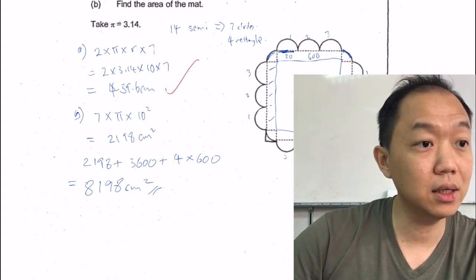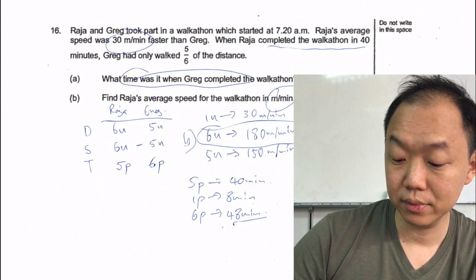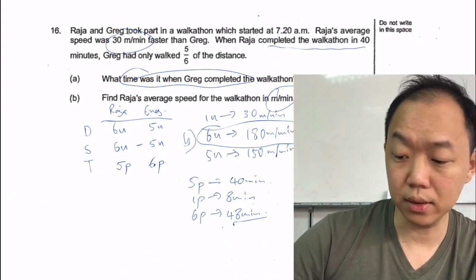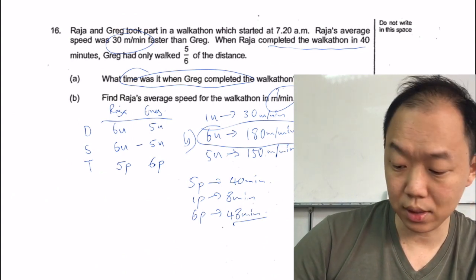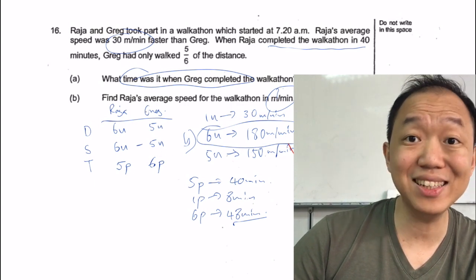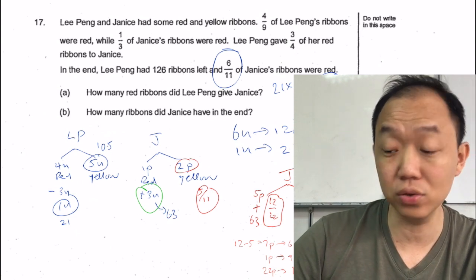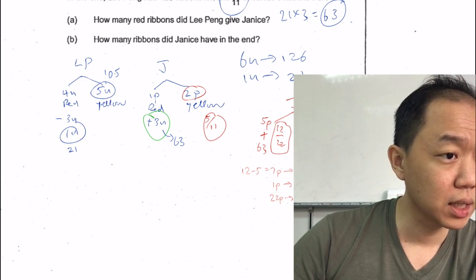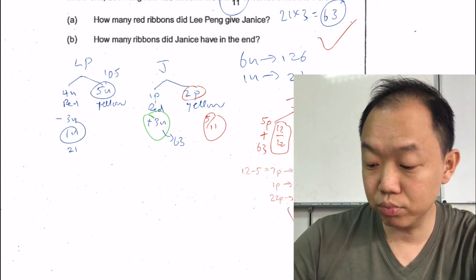And the area is 818. Not too bad. Okay, Raj. 808, yep. And B, right? 18 meters, yeah. Right, so you see the DST ratio really works pretty well. Okay, it's really useful. I find DST ratio so useful. You don't have to do so much working. Next one, ribbon. 63 and 198, full marks. And that's it.